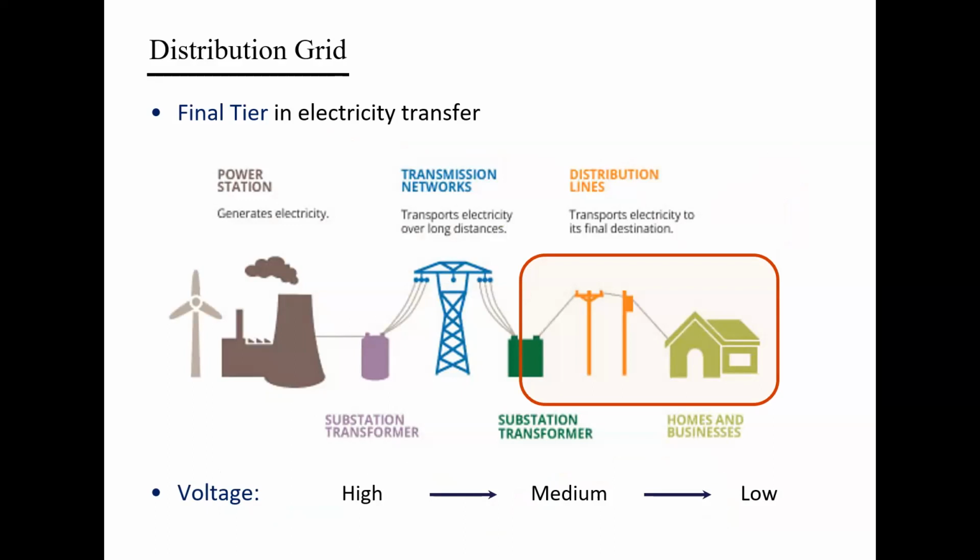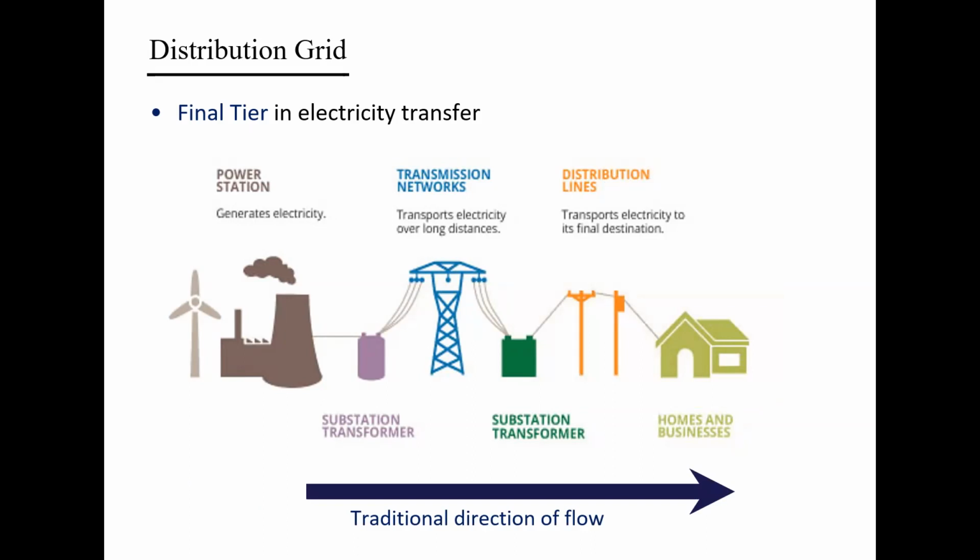The distribution grid is the part of the network going from the distribution substation to the end users, which is homes, businesses, and all that. And they have traditionally been operating as a load at low voltages. Primarily, and by primarily I mean 15, 20 years back, the traditional direction of flow in the power grid has been from the large transmission operators, the generators, to the end user. So there is this one direction of flow from the transmission grid to the distribution grid.